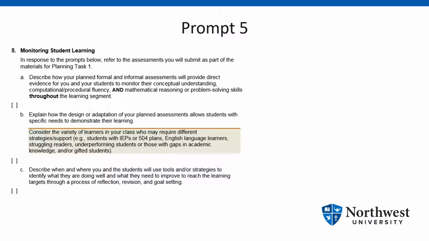In essence, they're asking you to justify that these assessments are going to give you the information you need to determine if students have learned the skills they need to learn. Why are these the right assessments? Why are they valid? Show that these assessments will do the job you say they're going to do. And notice that you have to address all of those things, and it can't just be a one-off. How is this happening throughout the learning segment?